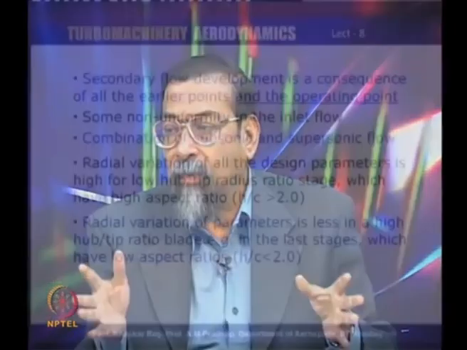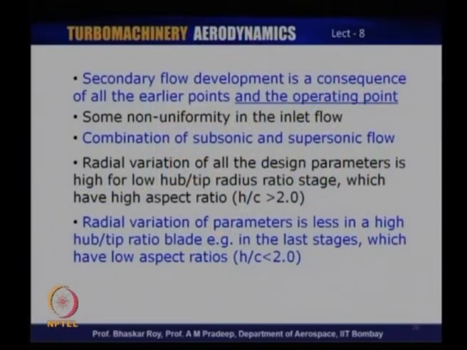And then of course, all of them put together, you have a secondary flow development. It also depends, as I mentioned earlier, very strongly on the operating point. So, you may have a low secondary flow at the design point, while at an off design operating condition, the secondary flow may be very strong. Then again, it depends on the non-uniformity of the inlet flow. As we have seen, the flow becomes progressively more and more non-uniform as it goes through the stages. Then you have a combination of subsonic and supersonic flow. Somewhere along the blade's length, you have shocks, somewhere you do not have shocks. So, that produces a three dimensionality all over again.